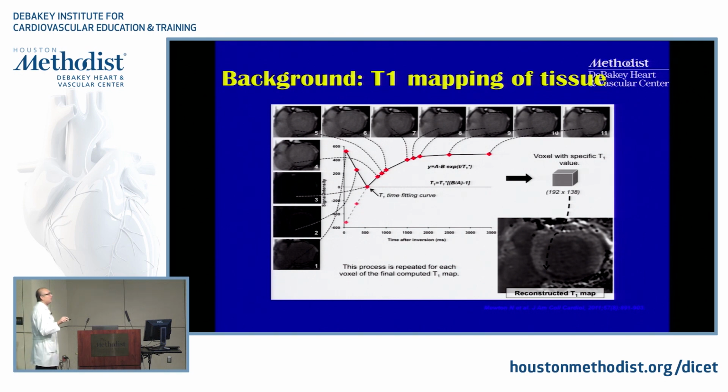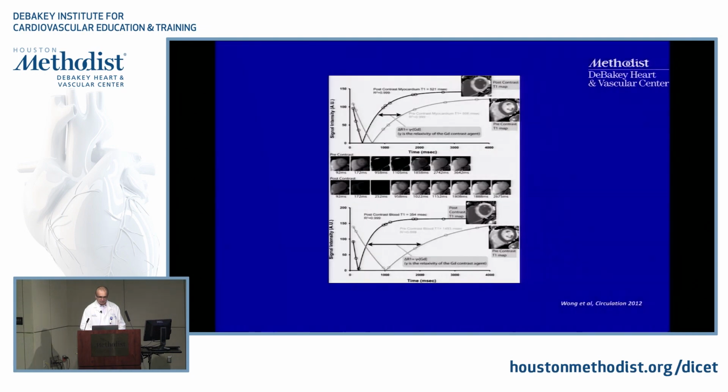But essentially, this allows you, on a pixel-by-pixel level, to identify what the T1 is of each individual pixel, and therefore, you can identify what the T1 is of myocardium, and you can identify what the T1 is of the blood pool. And then you can do that before contrast to find out what we call the native T1, and then you can do that again after you give contrast to find out what we call the post-contrast T1.